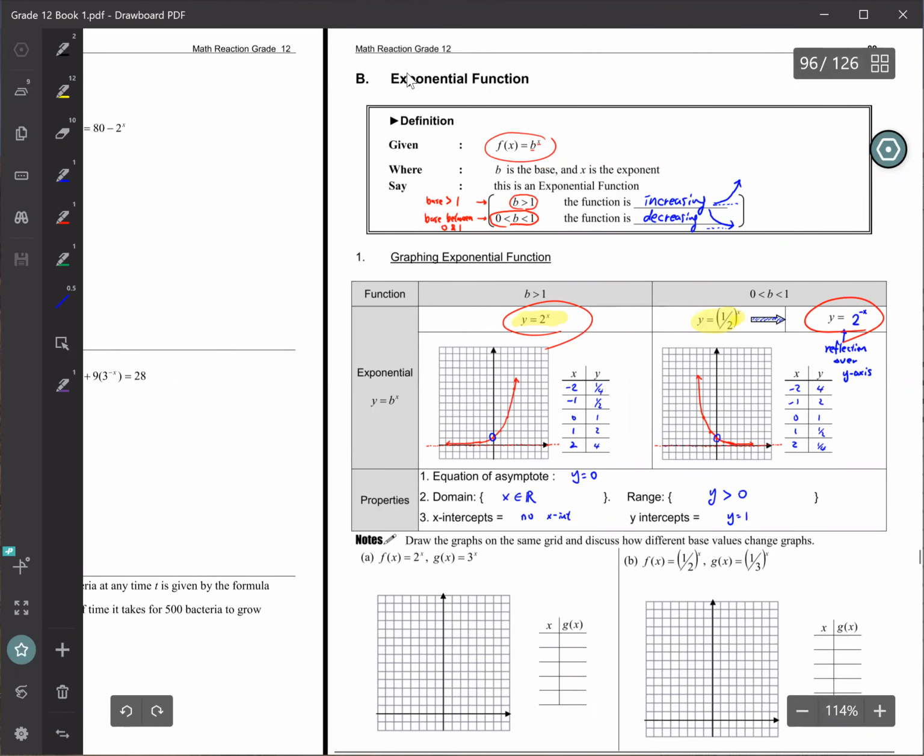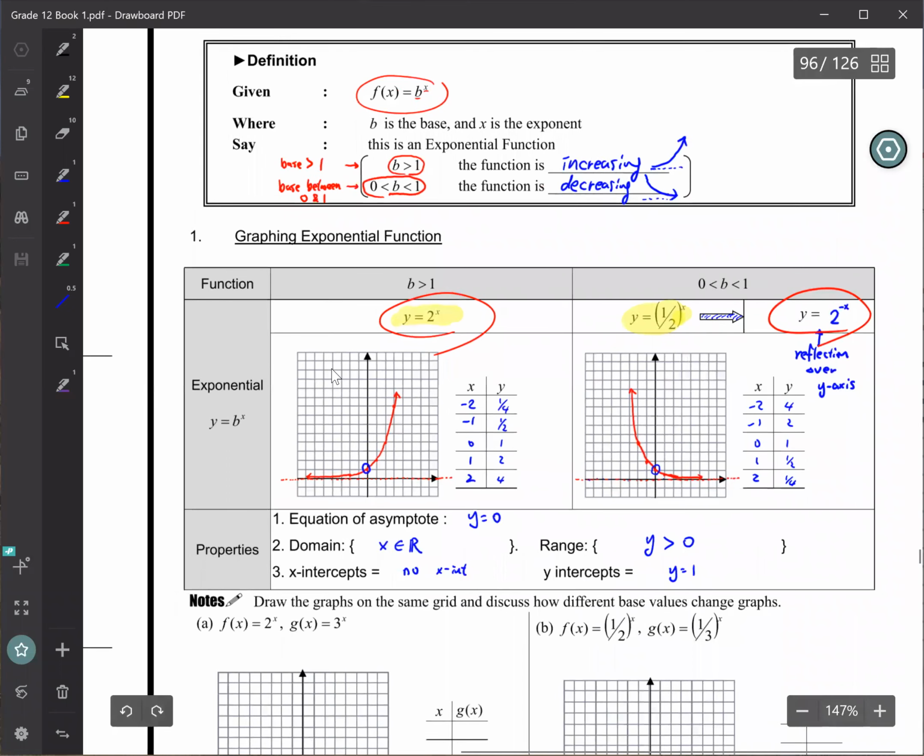So we group the exponential function into two types, right? One is when base bigger than 1, then it will be increasing, right? Look at the top, right? Base greater than 1, it will be increasing. Between 0 and 1, decreasing. And increasing, decreasing is looking towards the right side. As we move to the right, it gets higher. We call that increasing. Goes to the right, lower, it's called decreasing.